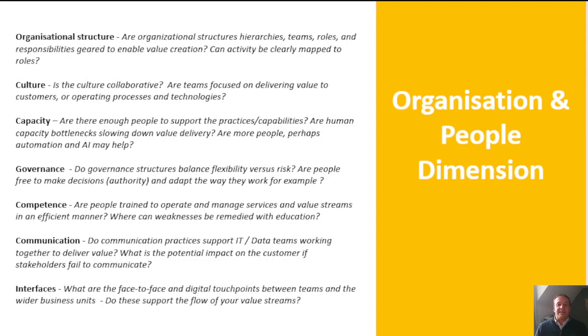What kind of teams are in place? What roles? Are the roles and the responsibilities set up in such a fashion that you could quite clearly map them to value-giving products and services? Can they be mapped to specific roles?